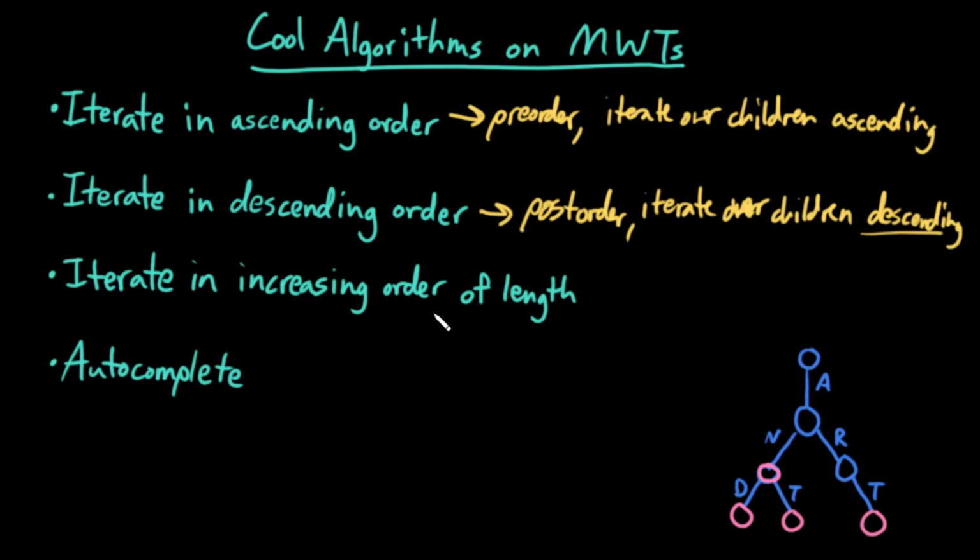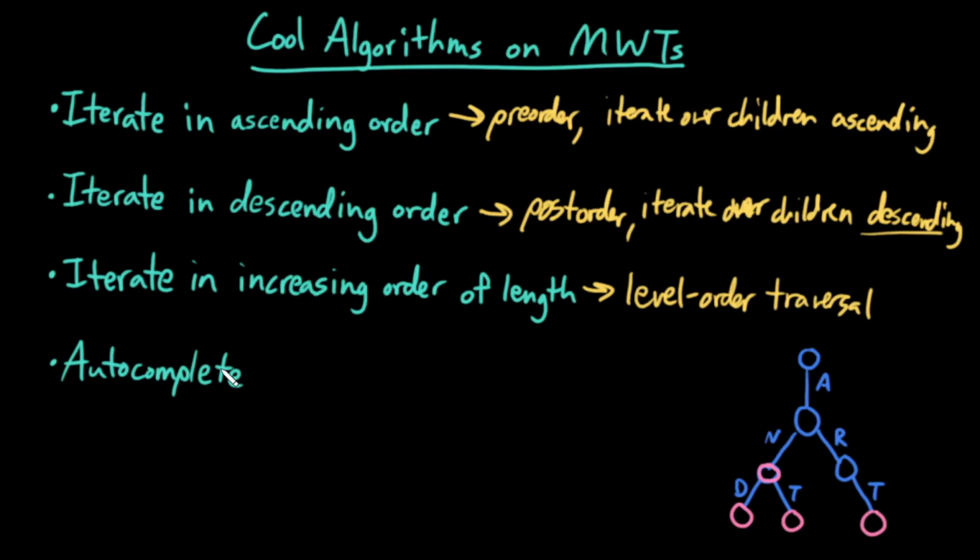Similarly, I can iterate over the words in my multi-way try in increasing order of length by just doing a level order traversal. Super easy. Just A, then I go N, output it as a word node, R, output as a word node, D, output as a word node, T, T. So very easy to do, just a level order traversal.